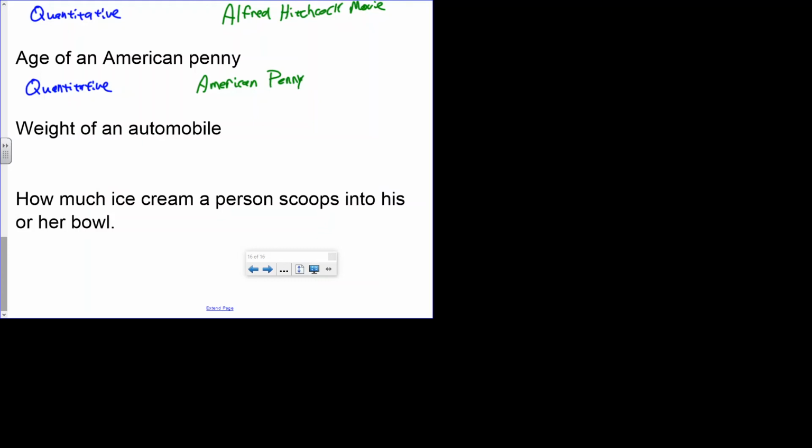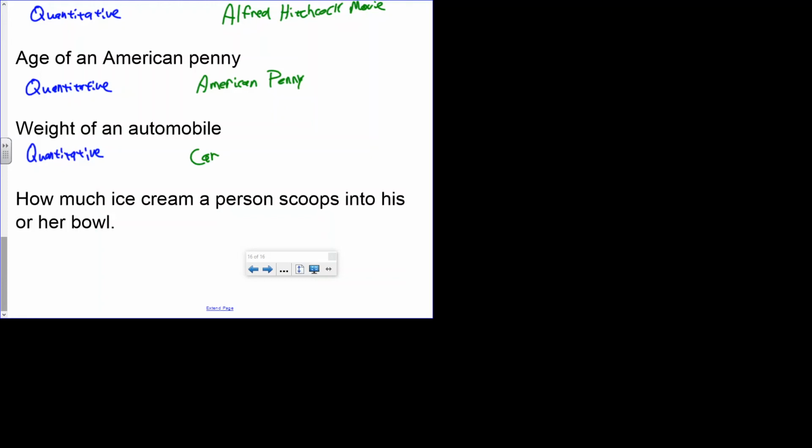The weight of an automobile, we measure weight in pounds if you're in the United States or kilograms if you're anywhere else, but either way it is quantitative. And it's going to differ from car to car. I won't say automobile.